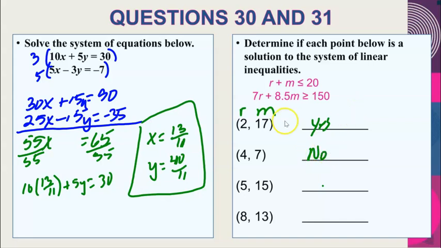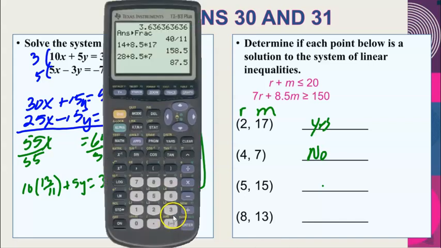Again, for the solution, they have to be a common solution in both of these areas. If I put 5 plus 15, that's 20, so it can be equal to 20, so we know that works for there. But let's see if it works in the second one. So 5 times 7 is 35, plus 8.5 times 15 gives us 162, so yes, that works.